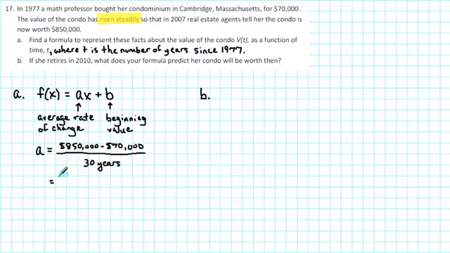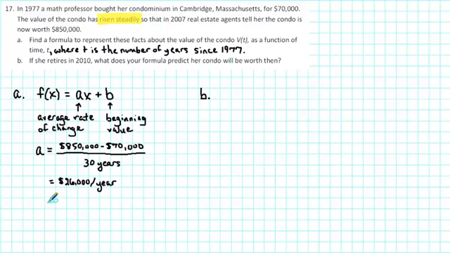So we go ahead and do that calculation. 850,000 minus 70,000, all divided by 30, and it ends up being $26,000 per year. So the value of the condo has been increasing steadily at a rate of $26,000 per year.